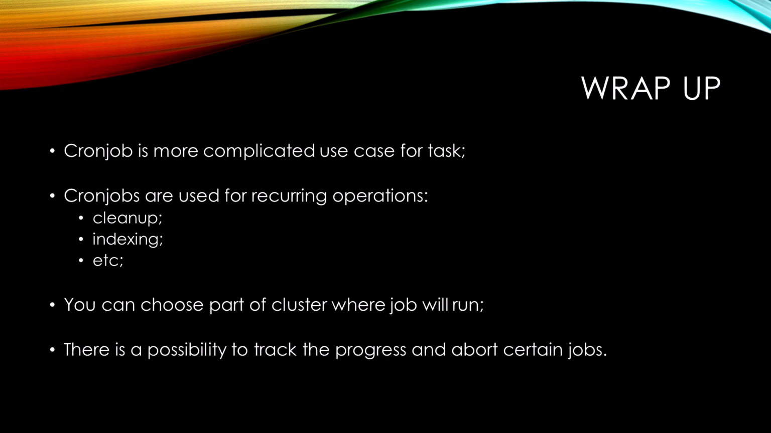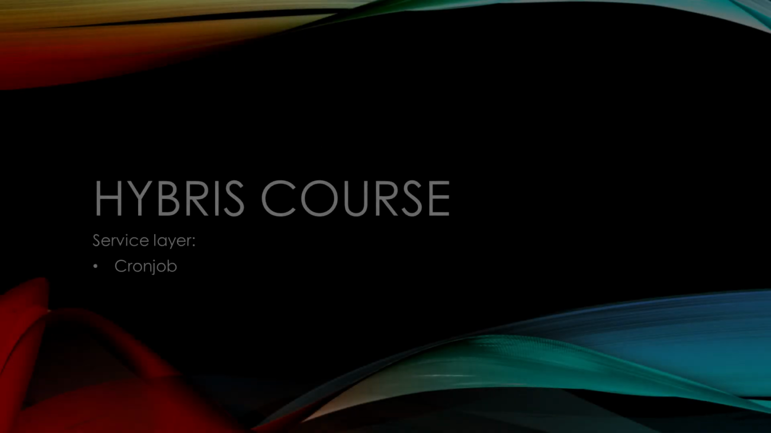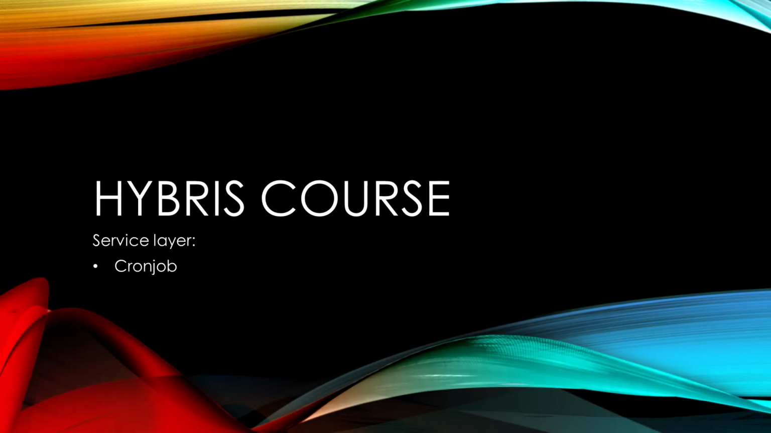Let's wrap it up. Cron job is more complicated than the task structure. Cron jobs are used for the recurrent operations, such as cleanup, indexing, or others. Cron job can be run at the specific node in cluster. It's possible to track the job's progress and abort it if needed. That's it for the cron job.